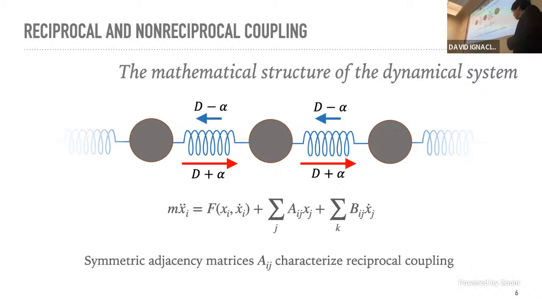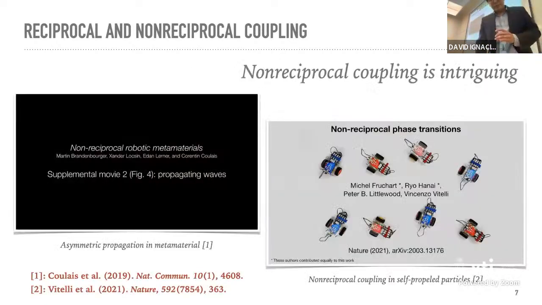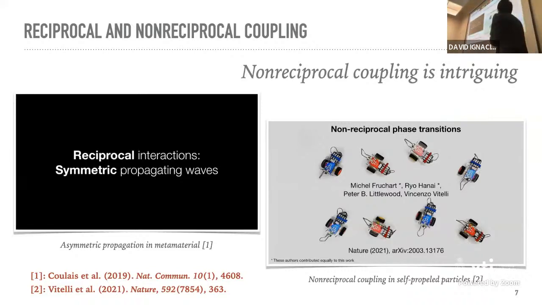Whenever this matrix is not symmetric, it means that the response will be different according to which mass perturbs the other. So whenever this matrix loses its symmetry, we will be speaking about a non-reciprocal dynamical system. So here are some small motivations for this.